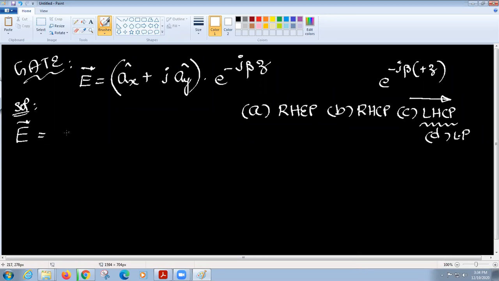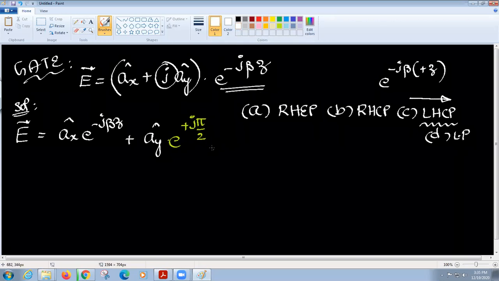So E is equal to, what do I have? I have ax roof, e power j beta z, plus I have ay roof. And this j, we can write it down like this, e power positive j pi by 2. Okay, e power positive j pi by 2. And again, you have to multiply this with e power negative j beta z.